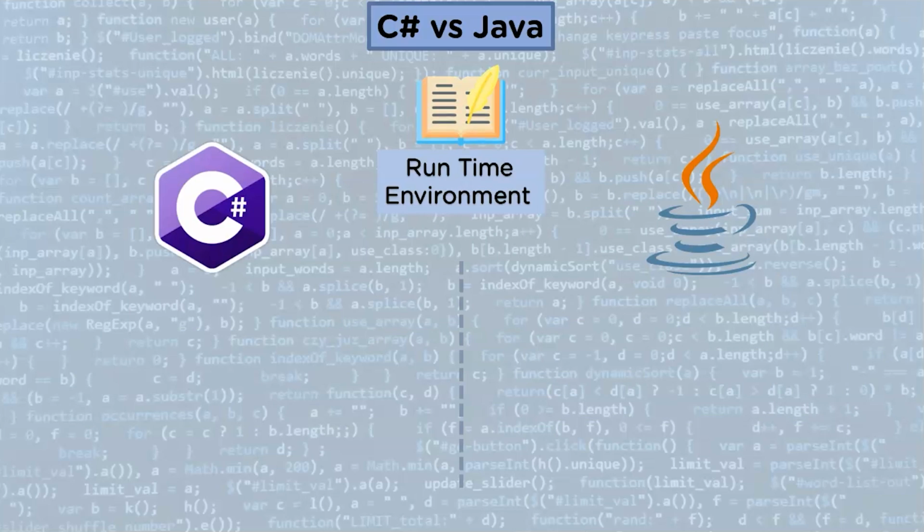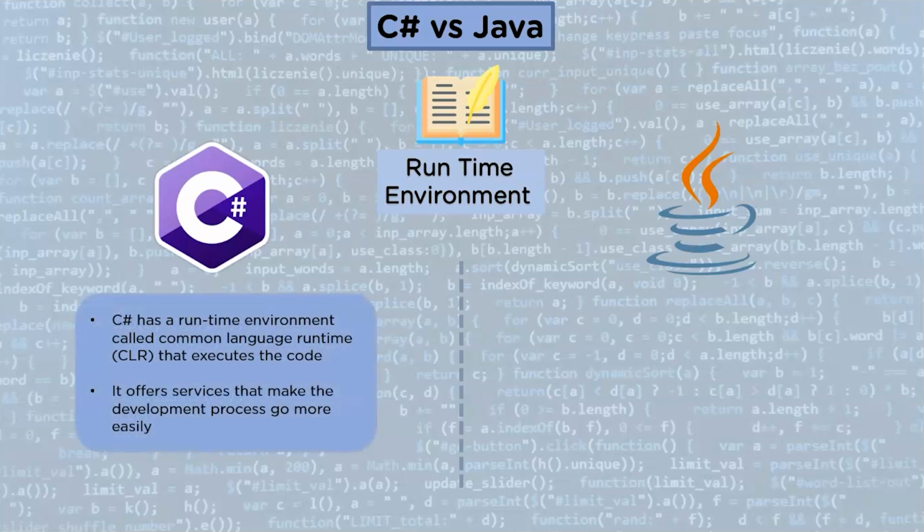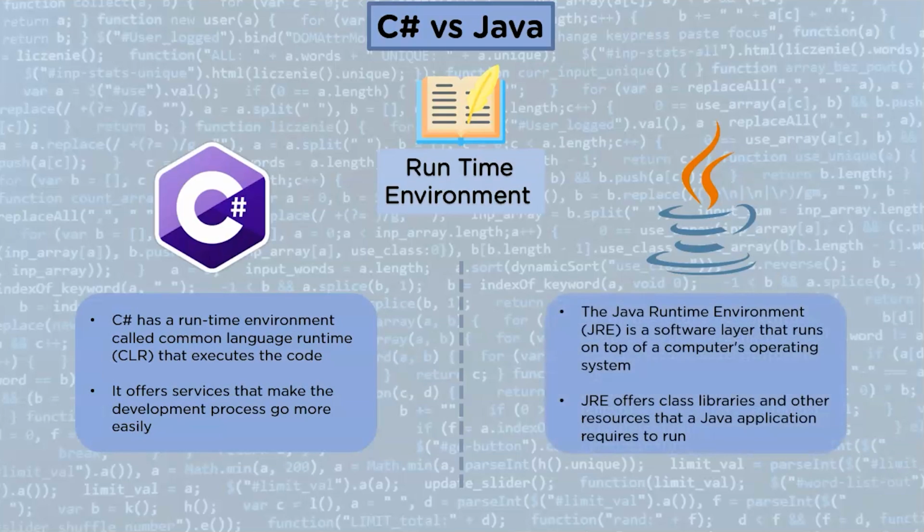Runtime environment. C# has a runtime environment called Common Language Runtime that executes the code. It offers services that make the development process go more easily. The Java runtime environment is a software layer that runs on top of a computer's operating system. Java runtime environment offers class libraries and other resources that a Java application requires to run.